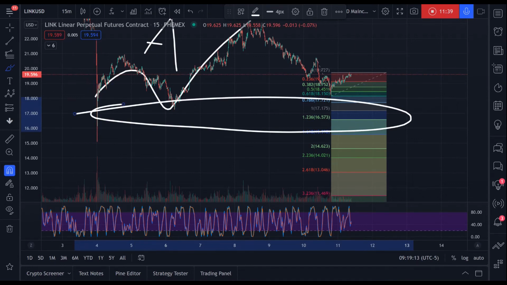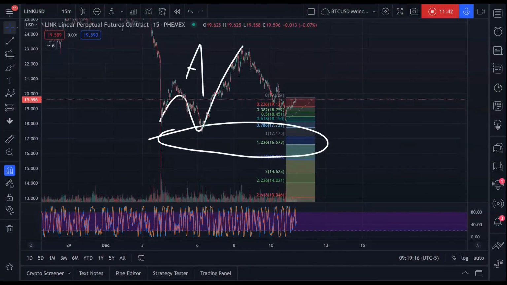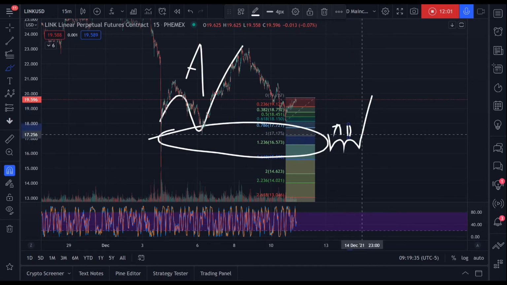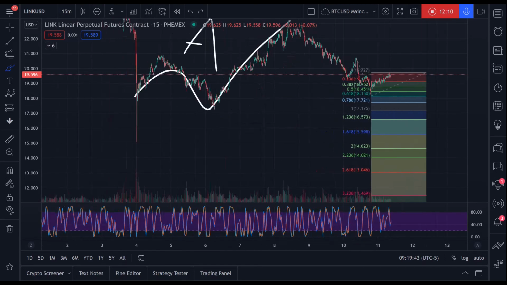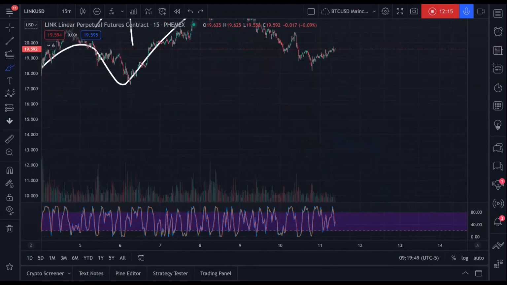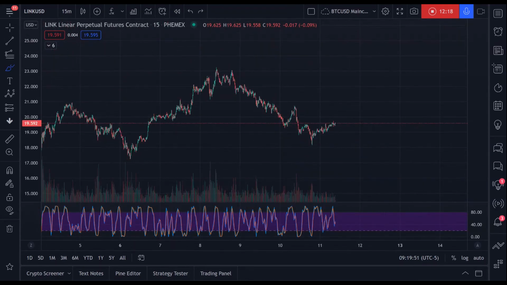Right here, okay? And so once we get there, just like Bitcoin, you're looking for a reversal pattern. Boom, boom, boom. Oh, actually, yeah, 1, 2, yeah, that's it. So your A, your B, and your C. Anyway, that's what I'm looking at, and that's what I'm looking for. That's Chainlink, that's Bitcoin, and that is my trade setup for the day.